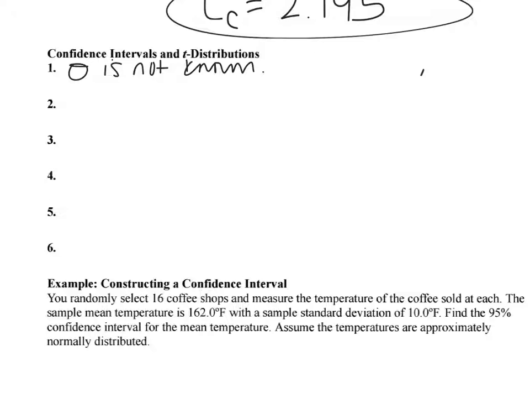So we have sigma is not known. Sample must be random. So the sample is indeed random. And the population is normally distributed.